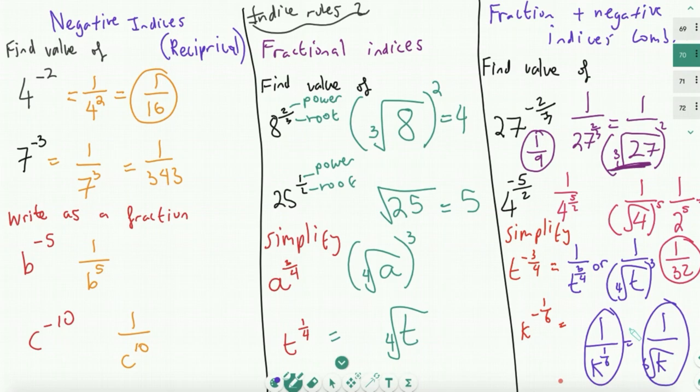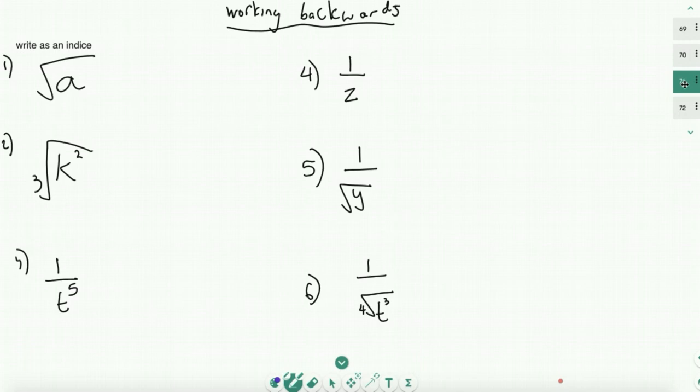Now, on the next page, we have to also work backwards. Let's have a look at this question. The square root of a, and we have to write it as an indice. Well, I see a root. So first of all, I know it's going to be a, and there's going to be a fraction, because when we have fraction indices, there's a root and a power. Well, a is being square rooted. When we square root, it's just an invisible 2. So we're rooting by 2.